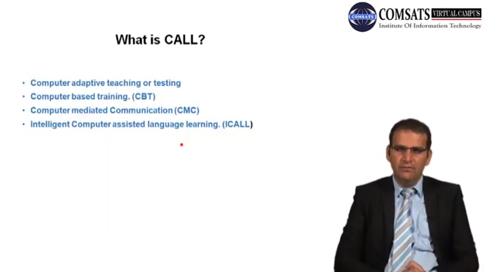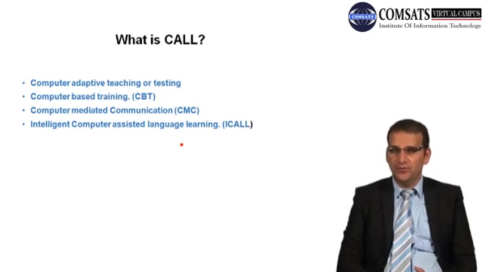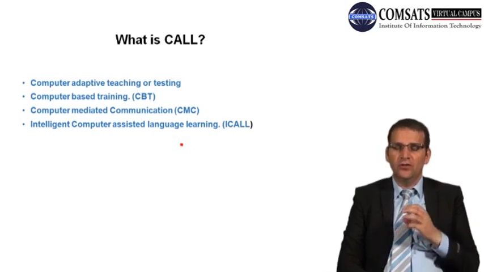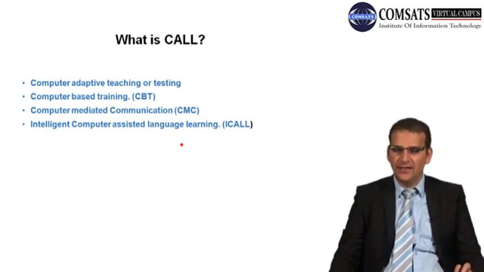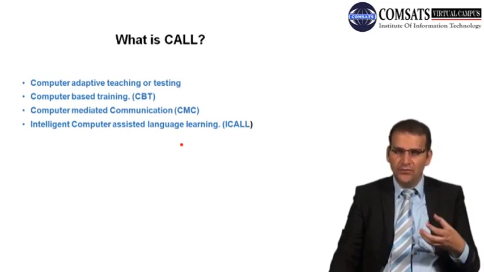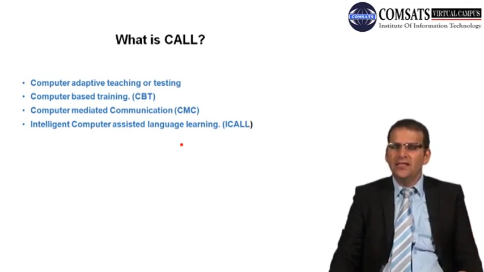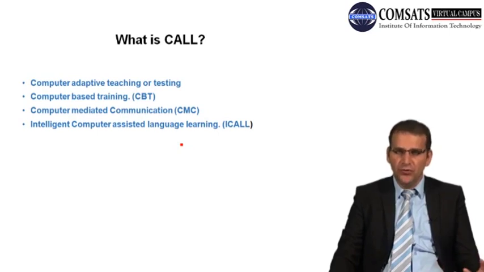There are some more terms here. Computer adapted teaching or testing, right? We discussed earlier that while using course books, a part of the course book we adapt, and we also saw that some parts of the course book we reject. So here we have an acronym, computer adapted teaching or testing, and then computer based training, that is CBT, and the third one is computer mediated communication, CMC, and finally of course intelligent computer assisted language learning, right? So this is I for intelligent, and then computer assisted language learning. These are some of the terms, acronyms that you need to know, right?